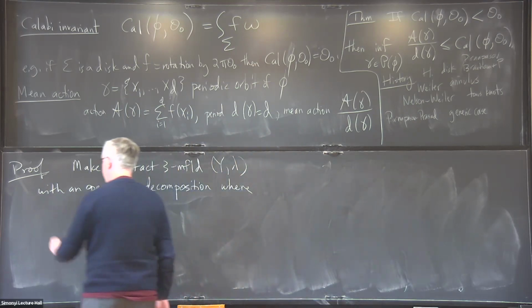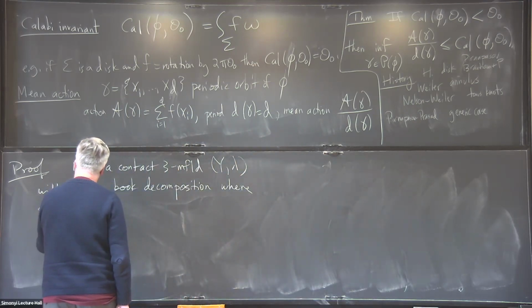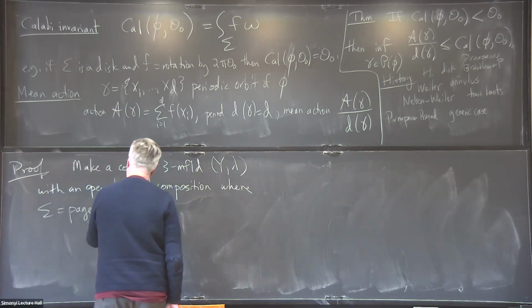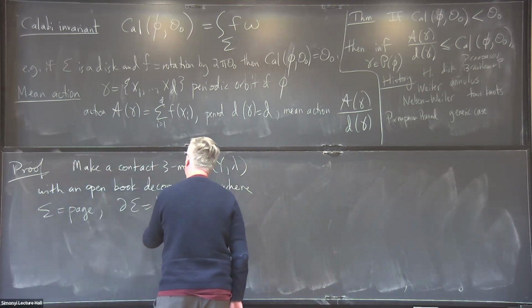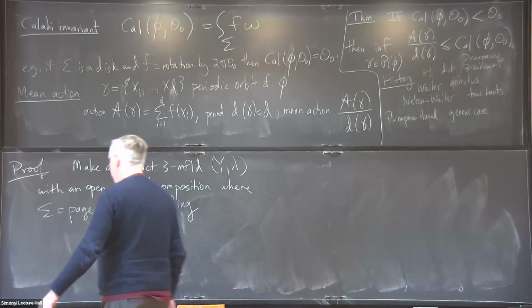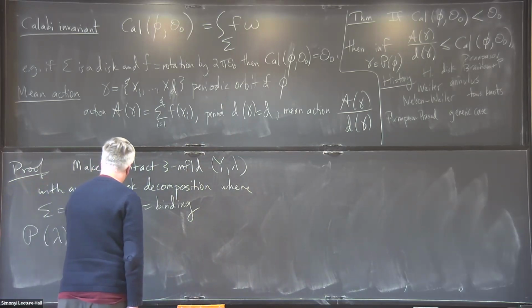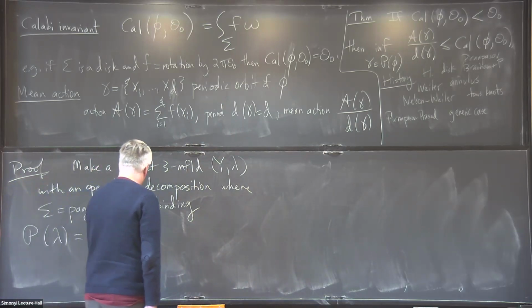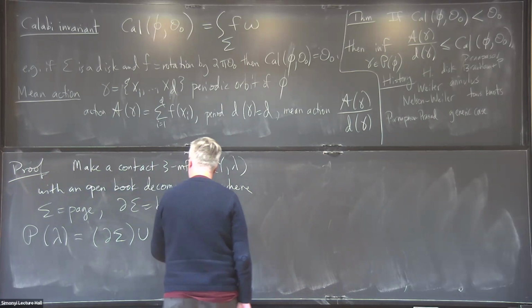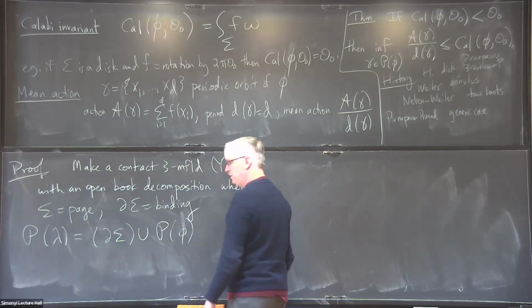Where sigma is the page, boundary sigma is the binding. And the periodic orbits of lambda consist of the binding orbit together with the periodic orbits of the surface diffeomorphism.